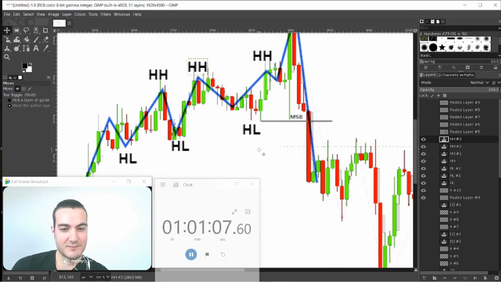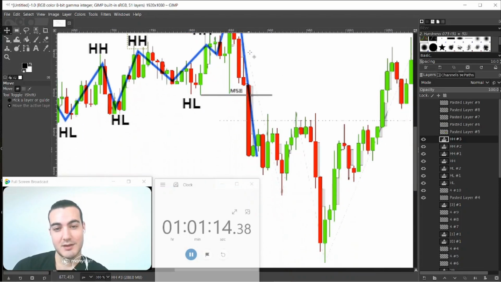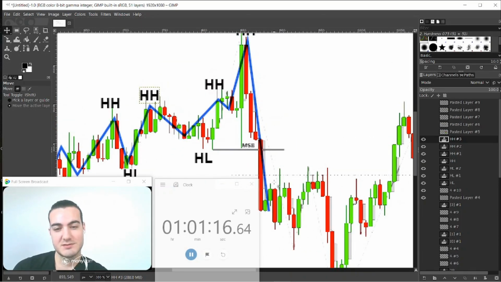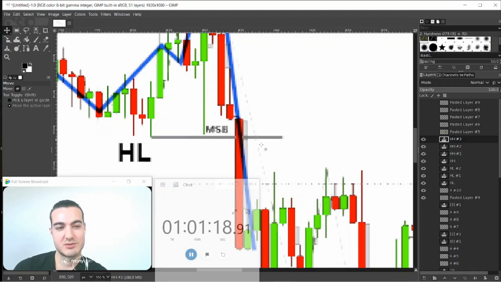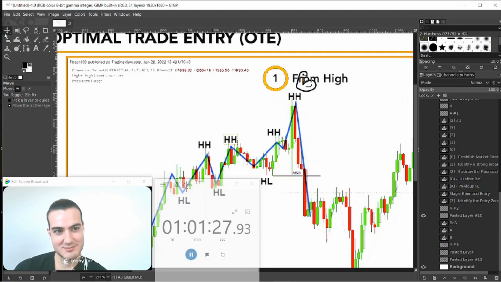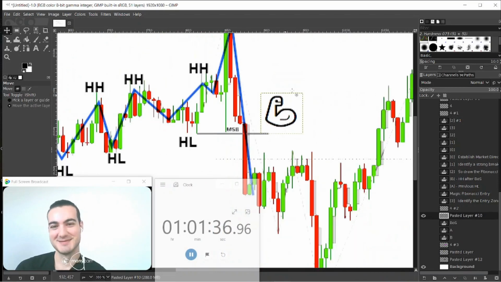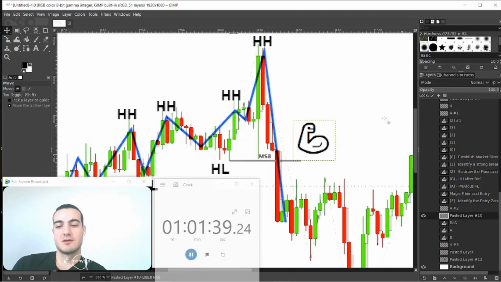So pretty basic stuff. Higher low, higher low, higher low, higher high, higher high, higher high, higher high. And then, bam, very strong market structure break. I might even have to add in that bicep from earlier if I can find it. There it is. Bringing in the bicep just to show how strong this market structure break is.